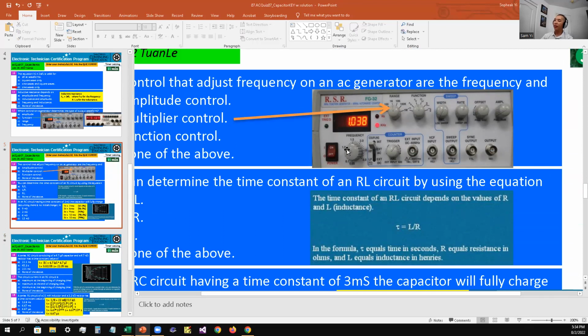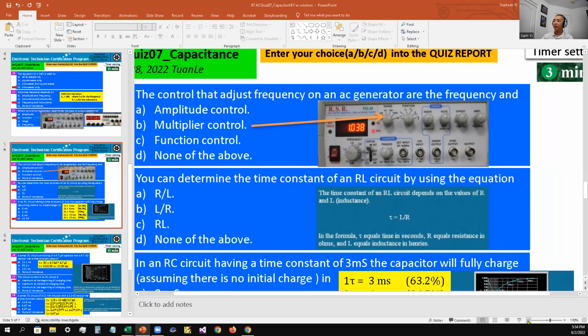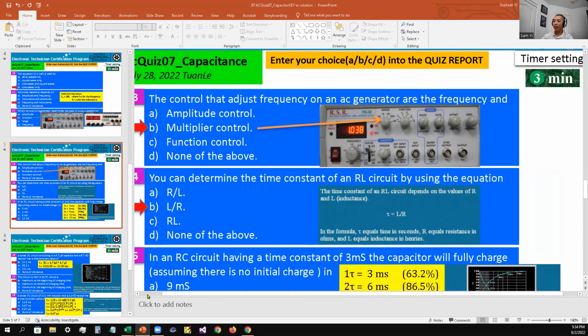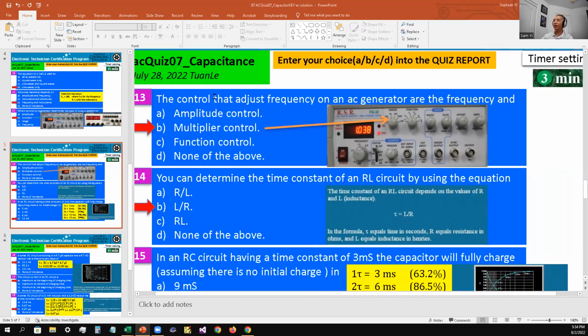So you take this one here, 1. If you adjust this knob, the frequency to 1 times 1K would be 1 kilohertz. Some of the older oscilloscopes label this as a multiplier, but this one is labeled as a range. This is the knob that we're referring to. So the answer is B as in boy for number 13.